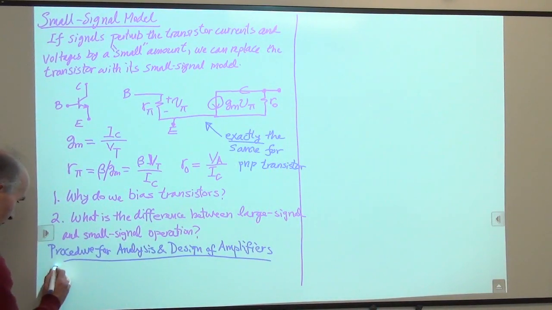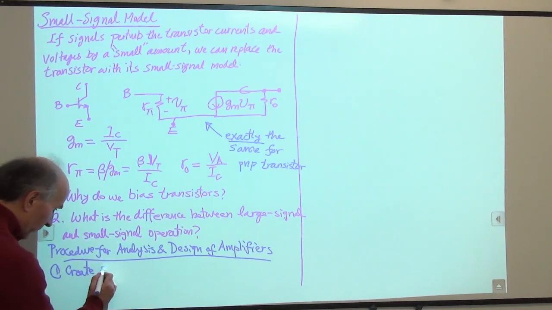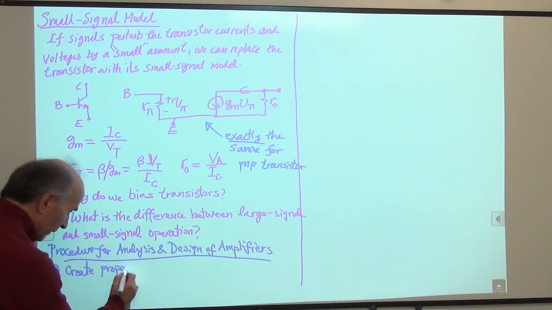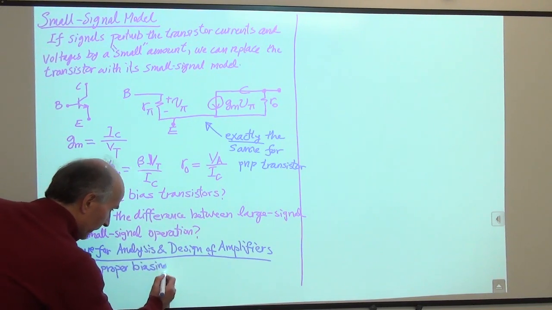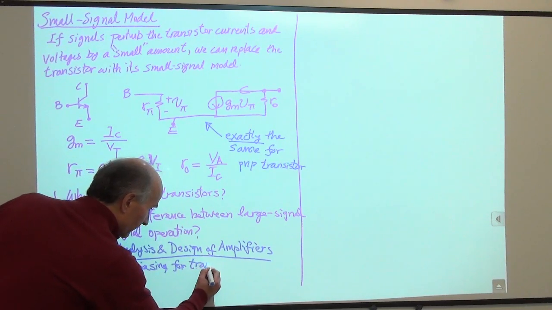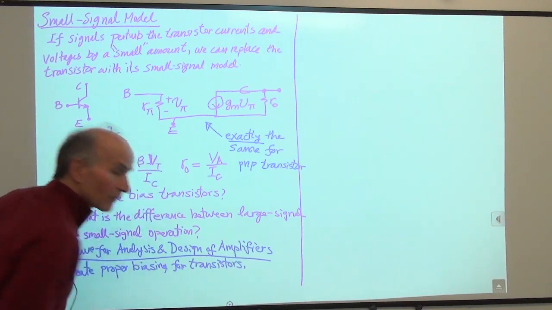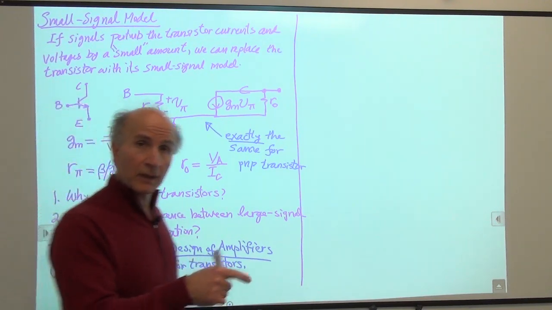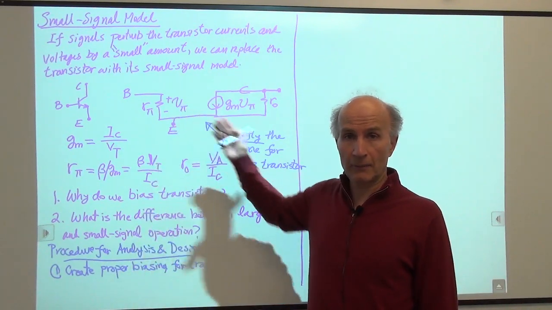So we say create proper biasing for transistors. We want to have the right region of operation, and we want to have the right values for the small signal parameters, gm, ro, rπ.